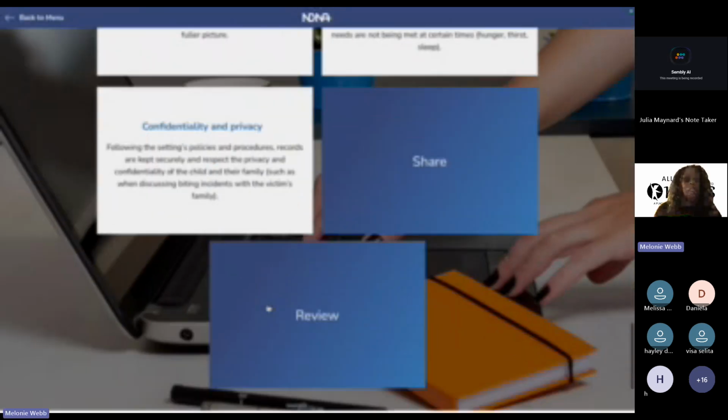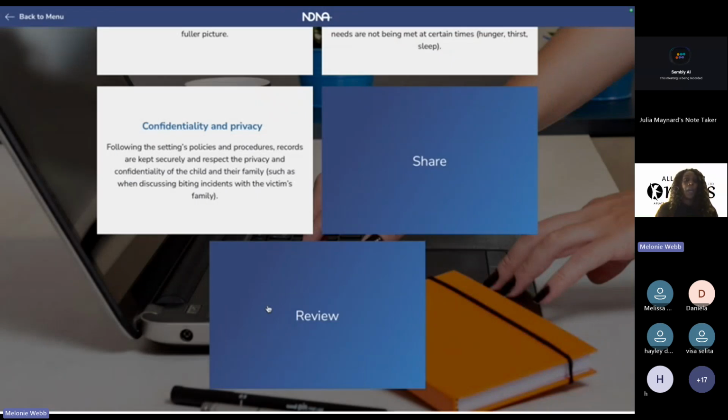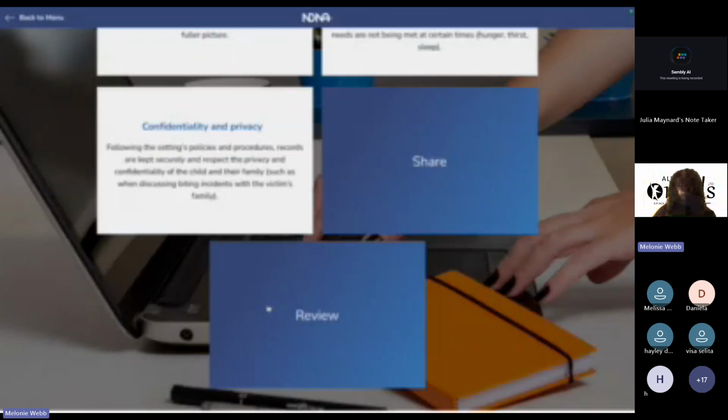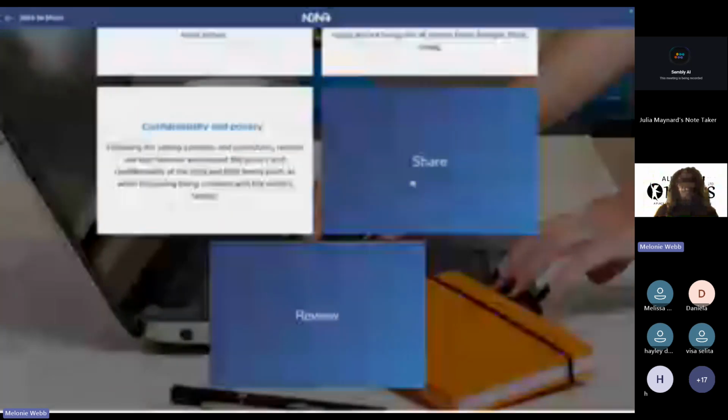Confidentiality and privacy. So making sure you're following the policies and procedures and that records are kept securely and respect the privacy and confidentiality of the child and their family, such as when discussing biting incidents with the victim's family. I wouldn't expect to see an ABC chart that's got all of this behaviour about a specific child up on the wall in clear view. I would expect that to be in a wallet so that we can support their privacy.